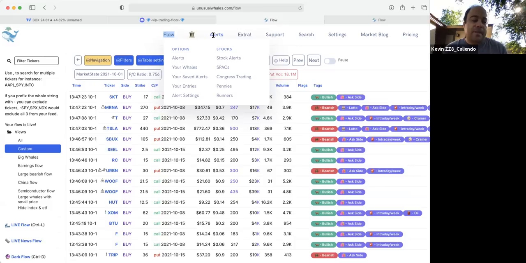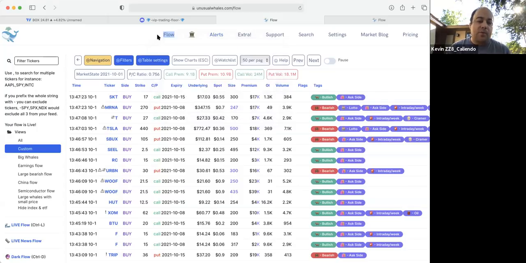But what I use Unusual Whales for primarily is this live option flow, and I want to take you through some of my settings and my thinking behind it, and then you can adjust as you go.